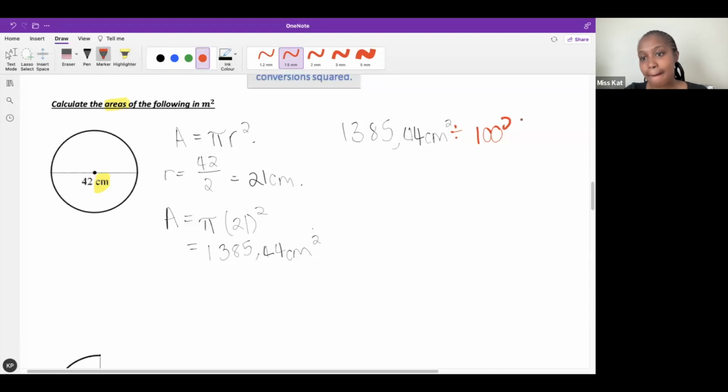Nice. Okay, so we're going to open our calculators. 1385.44 centimeters squared divided by 100 squared, which is 10,000 actually, is what? At least this time I'm not useless and I sort of know the answer. Calculators out. Tell me how much this is in meters squared.